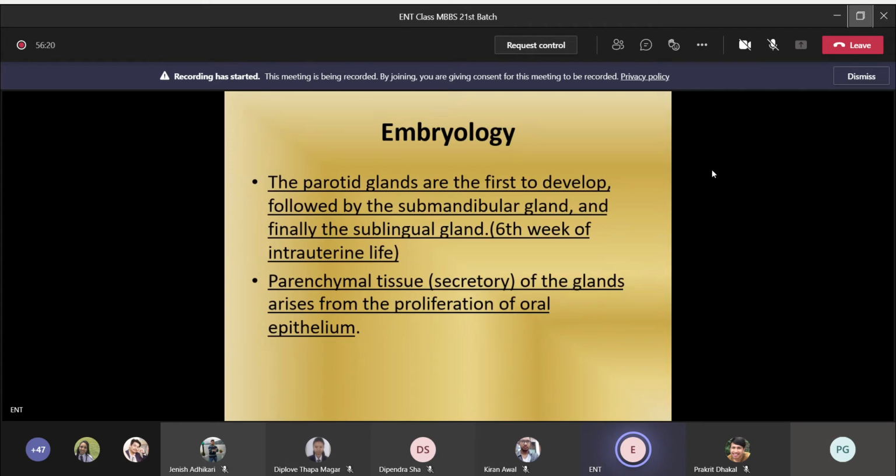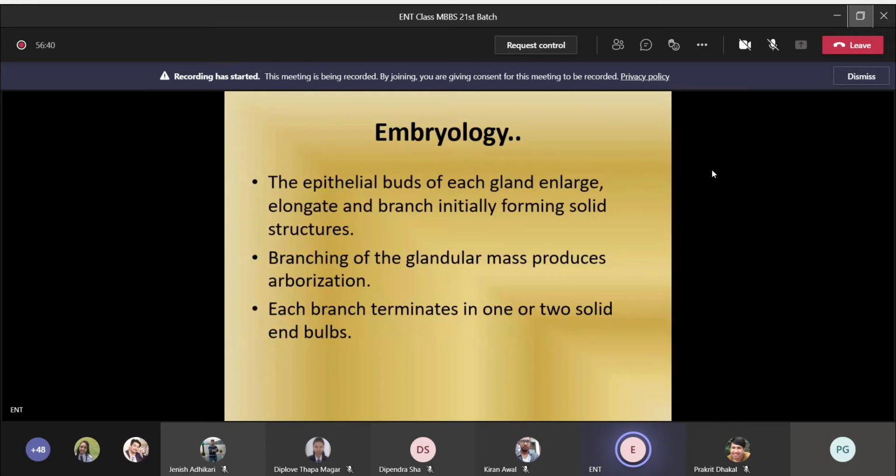The parenchymal tissue, that is the secretory tissue of the glands, arises from the proliferation of the oral epithelium. So the oral epithelium proliferates, and then the parenchymal tissue develops. The epithelial buds of each gland enlarge, elongate, and branch, initially forming solid structures. Branching of the glandular mass produces the arborization.